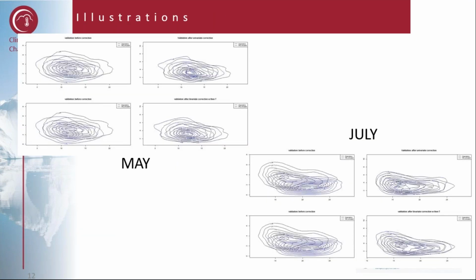So here we can see an illustration, but this is not very clear. Here we have the bivariate distribution obtained from the model in blue and from the observations in black. For May on the left and for July on the right. And the two plots on the right are the distribution before correction, while on the left we have the same distribution but after either univariate correction or bivariate correction. And we can see that there is a small improvement when using bivariate correction, and this is mostly due to the improvement of the covariability or the correlation between both variables.